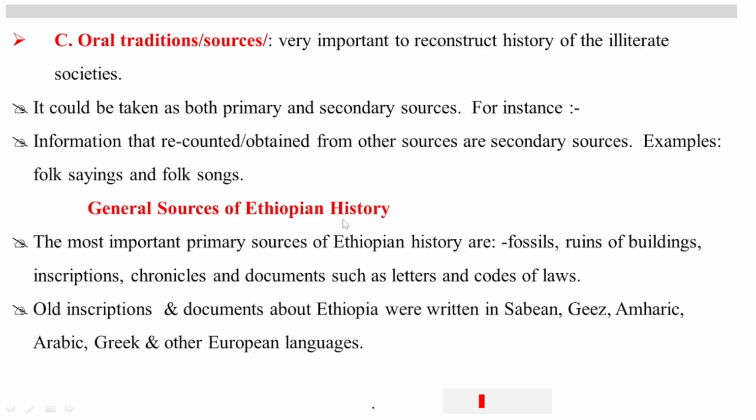The same with what we have discussed now. So the most important primary sources of Ethiopian history are fossils. Fossils mean remains of dead plants, animals, and human beings, ruins of buildings, inscriptions, written information carved on stone called inscriptions, chronicles, images of kings. Again, chronicles and hagiographies, sometimes confusing words.